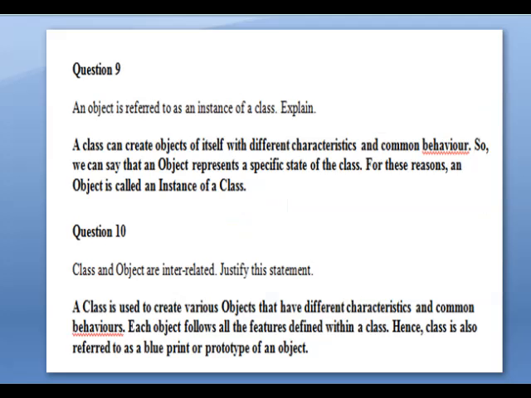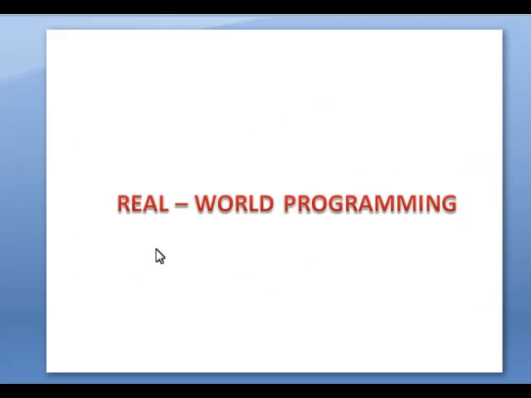The next question is, an object is referred to as an instance of a class. Explain that. Then, class and objects are interrelated. Justify these statements. So the answer is here. The next one is real world programming. It is at inverse levels. So we are taking some real world objects related programs.